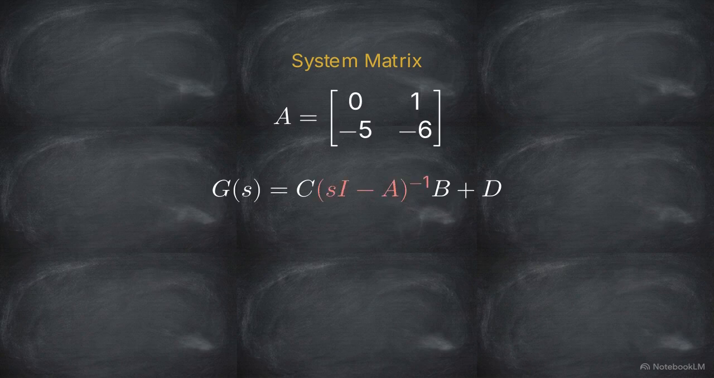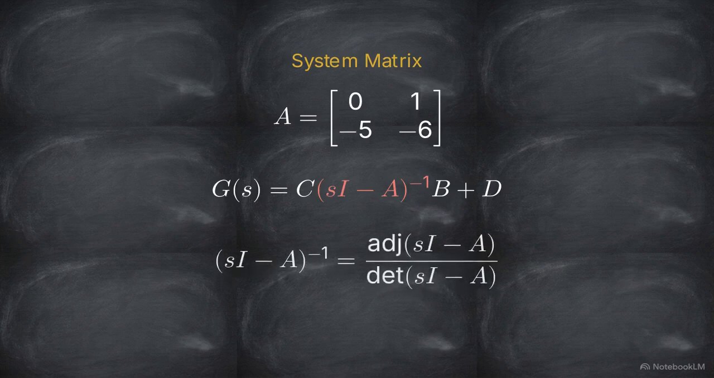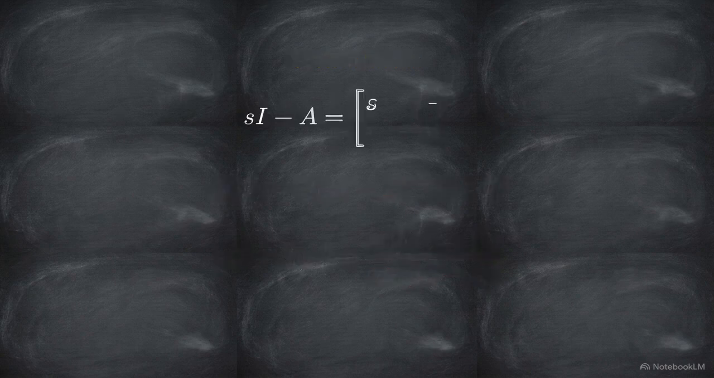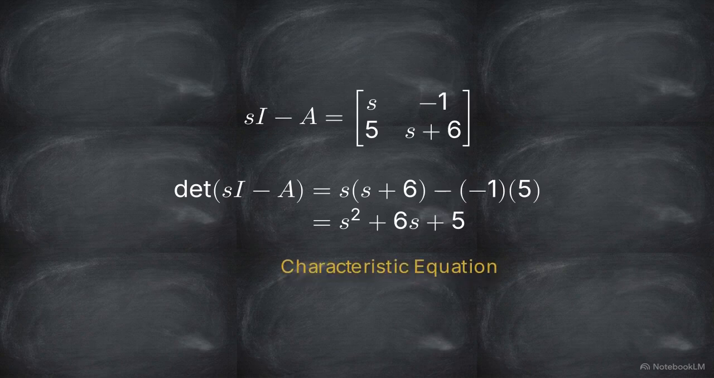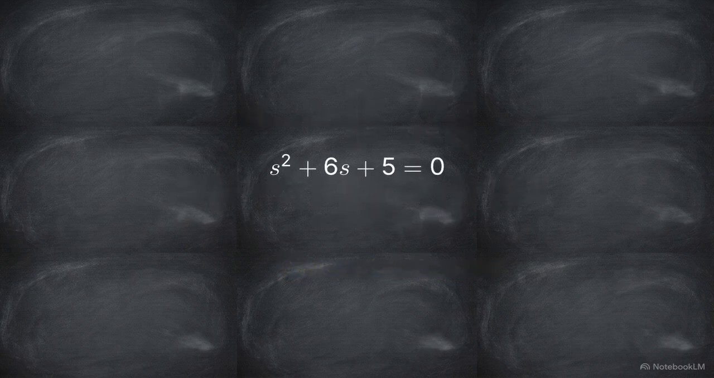Look closely at the matrix inverse operation, right in the middle of that formula. A basic rule of linear algebra dictates that computing a matrix inverse requires dividing by its determinant. Because of that required division, the matrix determinant inherently becomes the denominator of the resulting transfer function. When we execute the determinant calculation for our specific matrix A, the matrix math yields s squared plus 6s plus 5. This resulting polynomial is our characteristic equation, generated entirely through linear algebra.